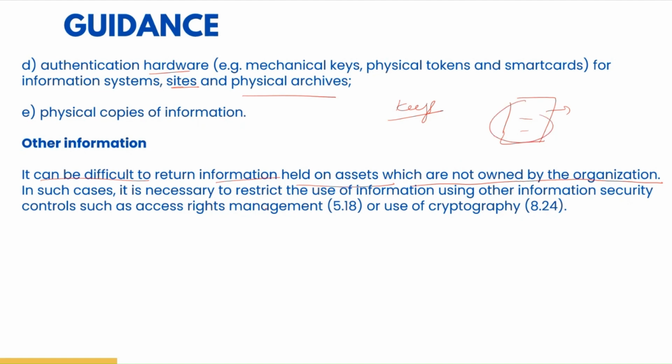So, it is necessary to restrict the use of information. In those cases, access control is the best mechanism. Once they leave the organization, automatically they should not be able to log into their Outlook over the phone. They should not be able to log into any of the portals from their phone. That should be very nicely access restricted. Using other information security tools such as access rights management or cryptography, once they leave the organization, all their devices, whatever applications they were using, should be encrypted and they should no more have access.